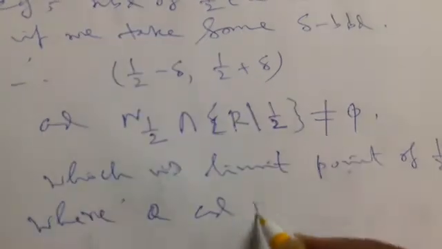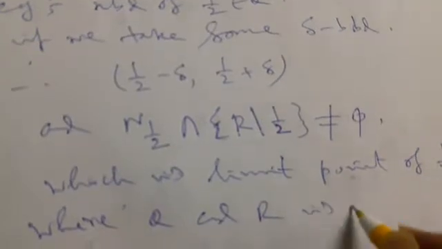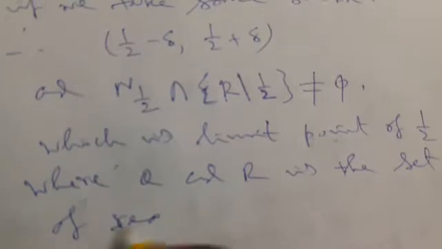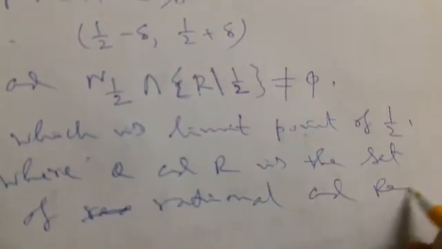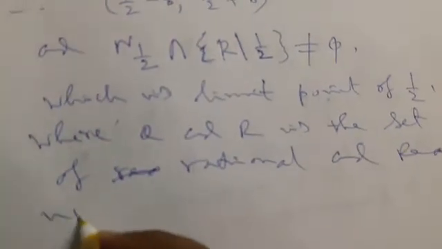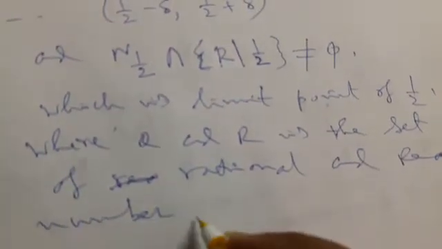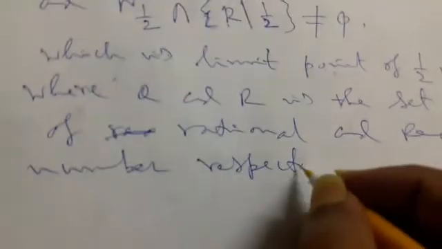where Q and R are the sets of rational and real numbers respectively.